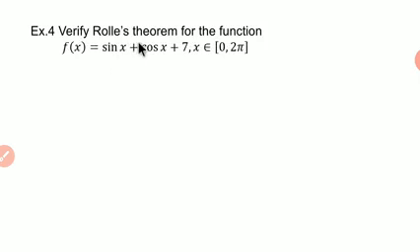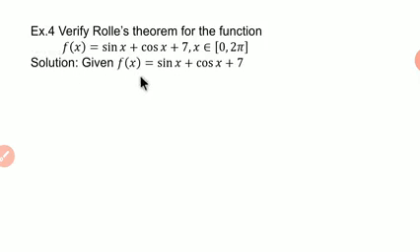Example number 4. Verify Rolle's theorem for the function f of x is equal to sin x plus cos x plus 7, x belongs to closed interval 0 to 2 pi. Here we have to verify the Rolle's theorem. Solution, given f of x is equal to sin x plus cos x plus 7.